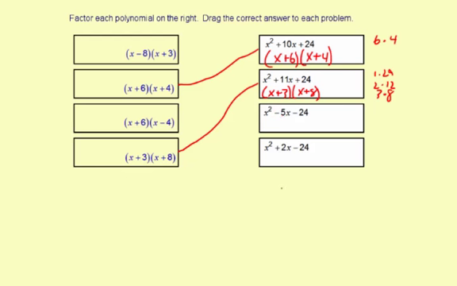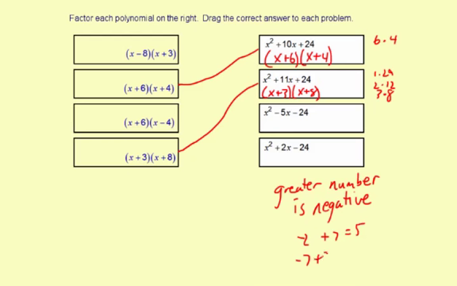That means the greater number is negative. So the greater number of the factors has to be negative to make the middle term negative. And the reason why? Well, if you're adding a negative and a positive, the greater number is going to have the sign. In other words, if you have a negative 2 plus 7, your answer is going to be 5. But if you have a negative 7 plus 2, your answer is going to be negative 5. So the greater number determines the sign when you're adding. So the greater number for this guy has to be negative.